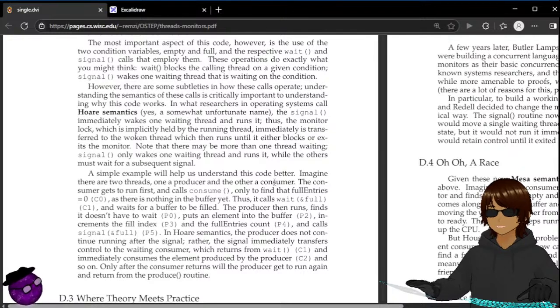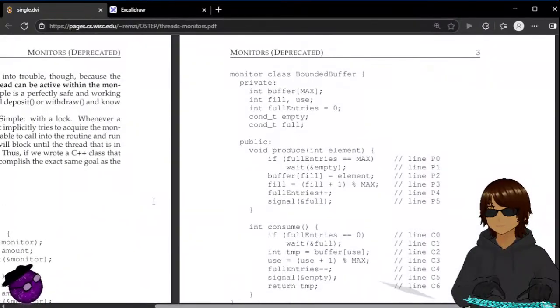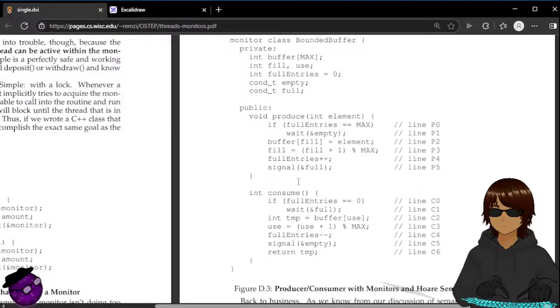Two threads, one a producer, one a consumer. The consumer gets to run first, calls consume only to find that full entries is zero, as there is nothing in the buffer yet. A bounded buffer, buffer max, fill, use, full entries is zero, empty and full. So produce and consume. Produce elements. You're adding elements to the buffer.